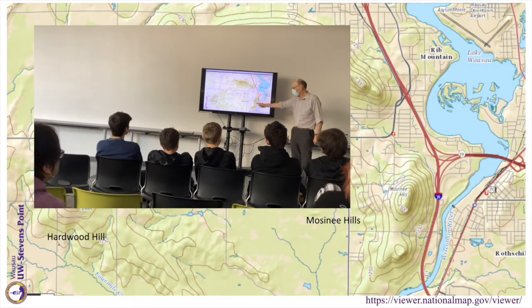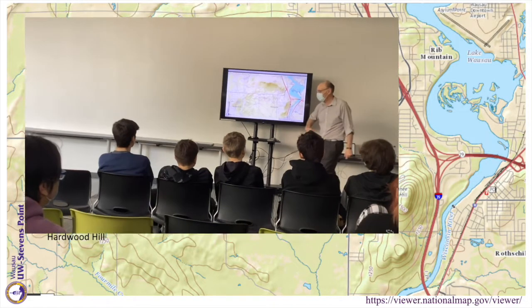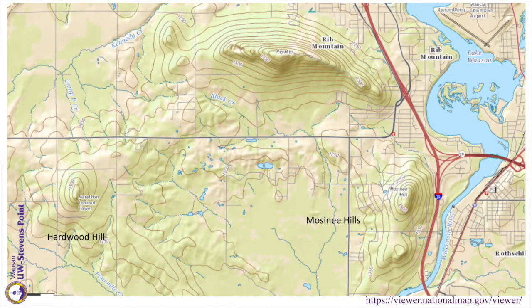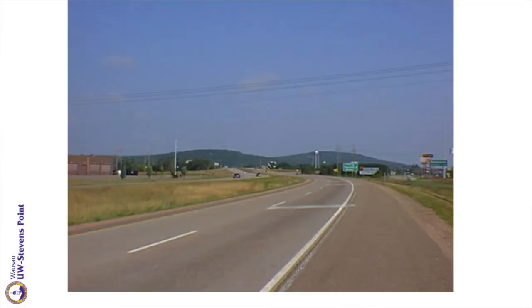We've also got Mosinee Hills here, upper and lower, two of them, a little bit of a saddle in between. And then we have Hardwood Hill over in the southwest of the county here as well. They're all important because they're all the same type of hill, and they were all formed in the same way. It's just that Rib Mountain stands far above the other mountains. You're more aware of its existence there. So there's the Mosinee Hills, upper and lower.